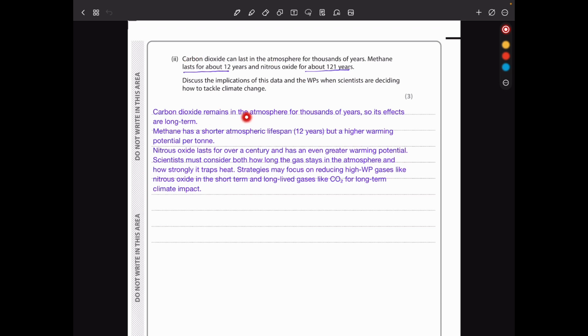So I said carbon dioxide remains in the atmosphere for thousands of years, so its effects are long-term. Methane has a shorter lifespan, but a higher warming potential per ton. Nitrous oxide lasts for over a century and has even greater warming potentials. So scientists must consider both how long the gas stays in the atmosphere and how strongly it traps heat. Strategies may focus on reducing the high WP gases like nitrous oxide in the short term and long-term lived gases like carbon dioxide for long-term climate impact.